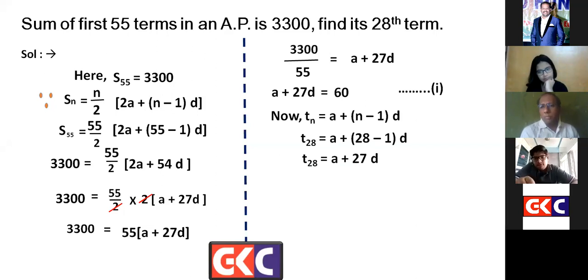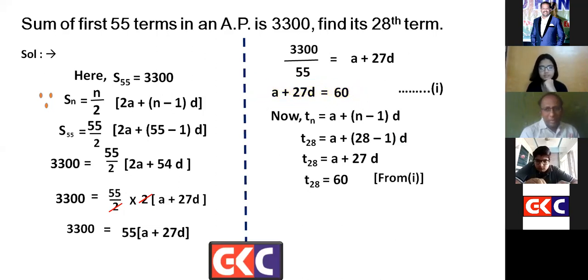Now a problem. What to do? Can you spot a solution on the screen? Yes? Check it out. Do I have something on the screen? What is A plus 27D? It is 60. So can I say simply from 1, T28 is equal to 60? Yes. Did you understand what I did? How did it come? Understood?